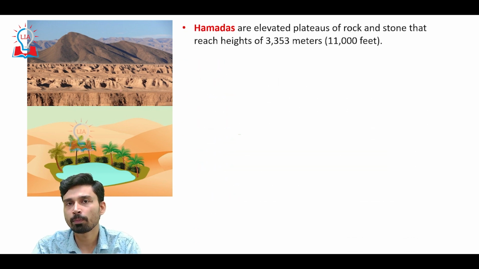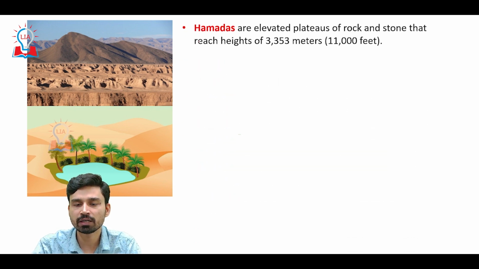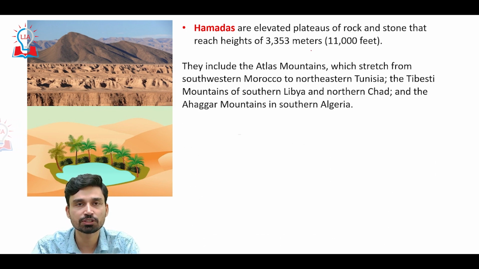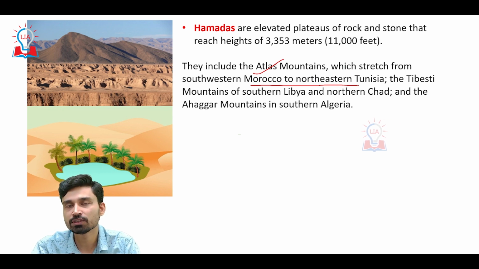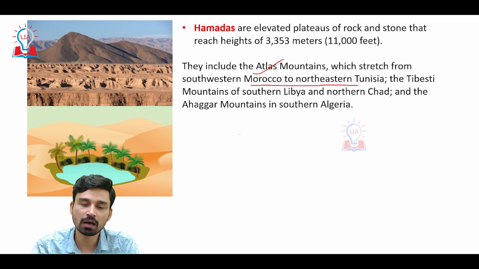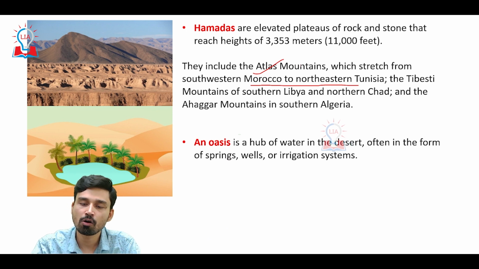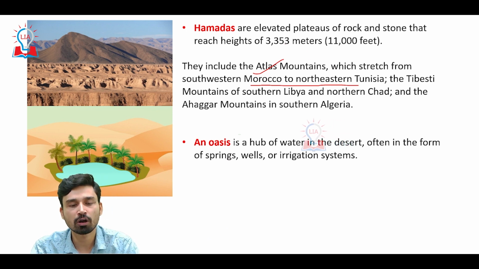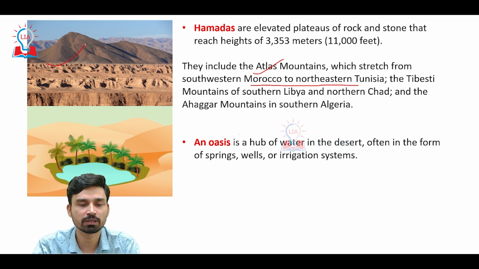Then the remaining characteristic feature of Sahara Desert is what we call hamadas. Now hamadas are elevated plateaus of rock and stone that reach as high as 11,000 feet. And the Atlas mountain that we have discussed earlier is basically an extension of the Hamada region, which stretches all the way from southwestern Morocco to the northeastern coast of Tunisia. Apart from that, the Tibesti mountain range of southern Libya and northern Chad, and the Ahaggar mountain range of southern Algeria also are part of the Hamadas, as you can see from this particular picture.